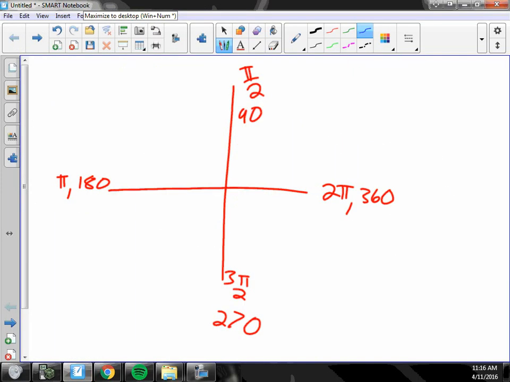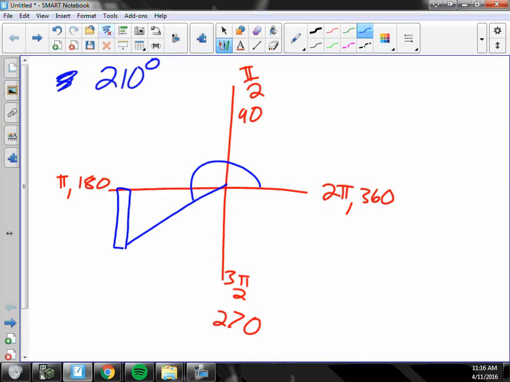So what about 210 degrees? What quadrant would that be in? That's in quadrant 3. Where is the wall? It's on the left side again. The wall always has to touch the ground. The wall is always vertical, and it always has to touch the ground. So what's the reference angle?